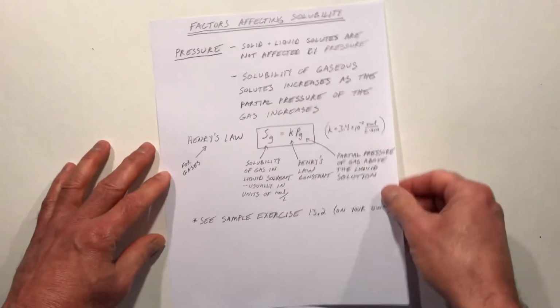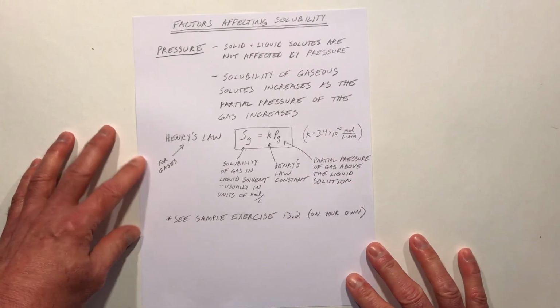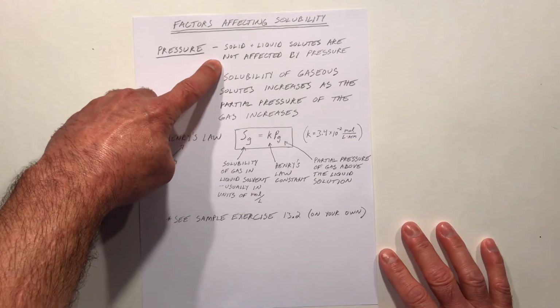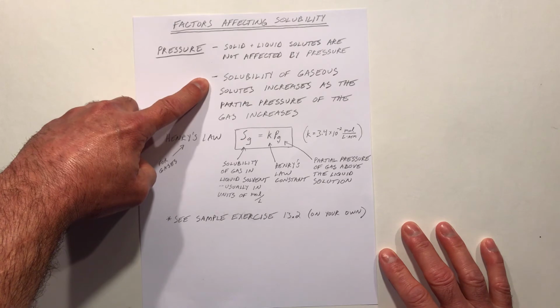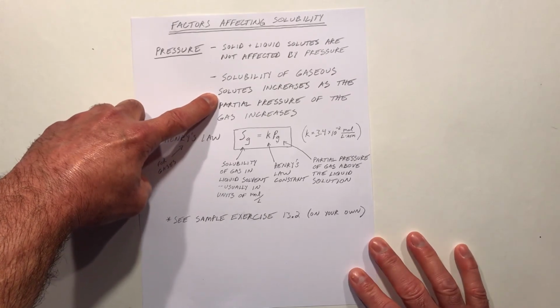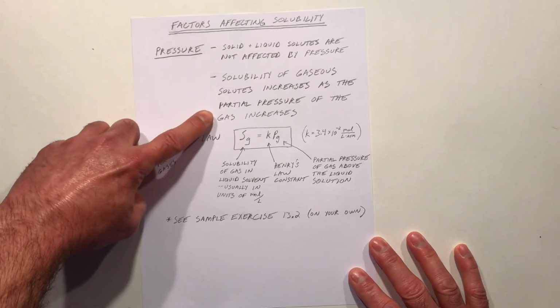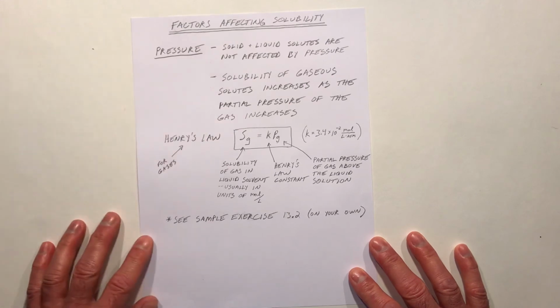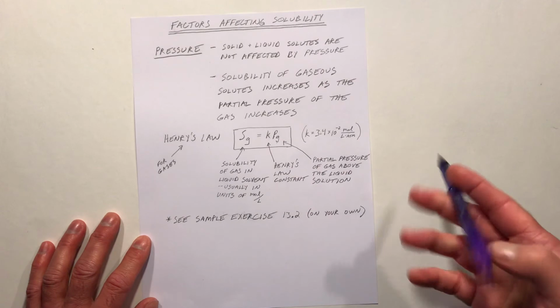All right, so then there are some factors that can affect solubility. One of the factors affecting solubility is pressure. Solid or liquid solutes are not really affected by pressure, but pressure does affect the solubility of gaseous solutes. And it turns out that a gaseous solute's solubility increases, so we get more stuff dissolved, as the partial pressure of the gas increases over the liquid. And this is described by Henry's law.